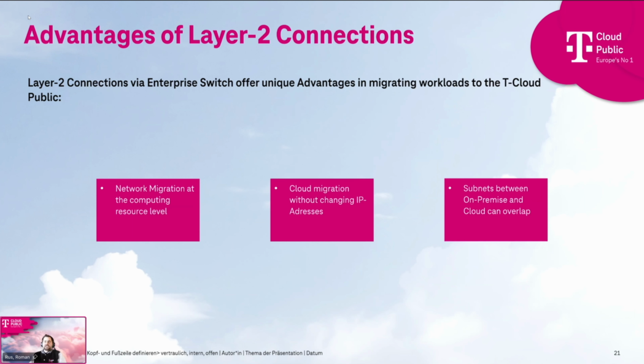Advantages of the layer 2 connection. So with the layer 2 connection, you are able to migrate your workloads at the computing resource level. While you are migrating, you don't need to change the IP addresses of your computing resources, and the subnets between on-premise and cloud are allowed to overlap in this case. So this makes your migration much easier.